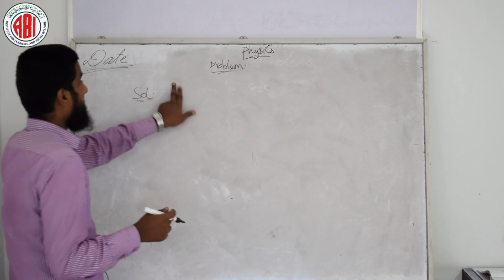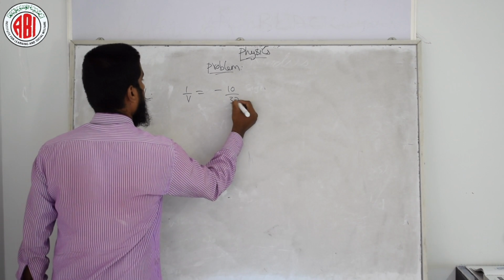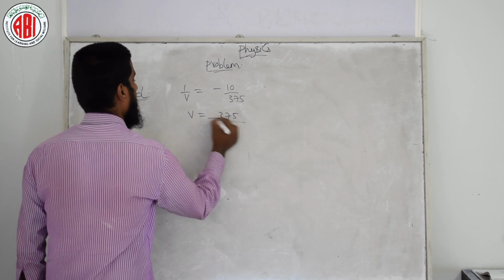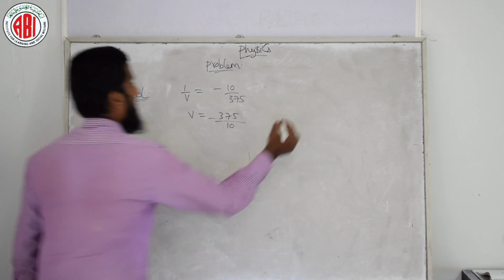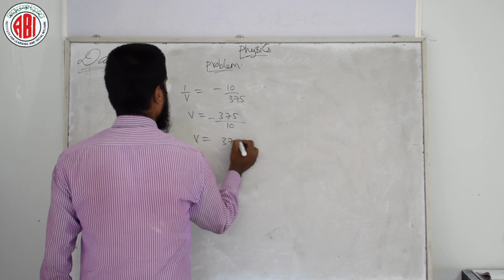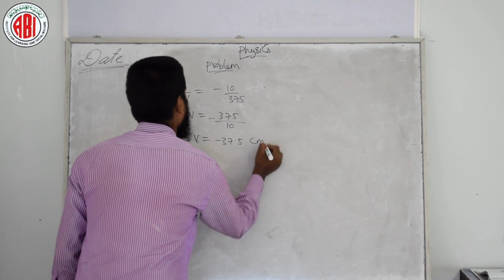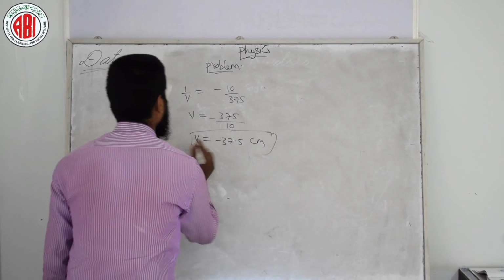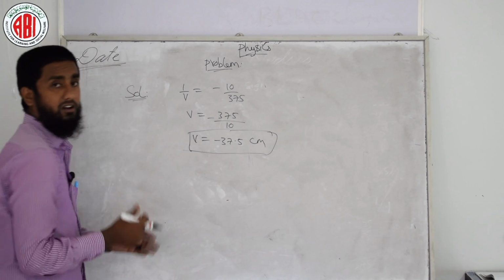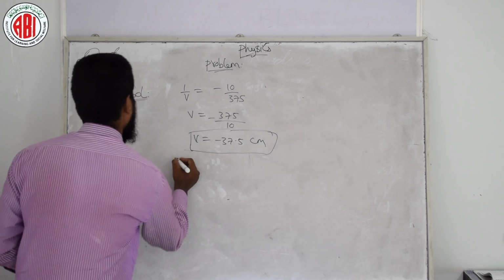Okay students, what we got: 1 by v is equal to minus 10 by 375. Just I am inverting, v is equal to minus 375 by 10. Once we divide, 37.5, so minus 37.5 centimeter is the image distance. The answer is image distance. Why is it showing minus? Because it is on the opposite direction of the incident ray, that's why it is showing minus.